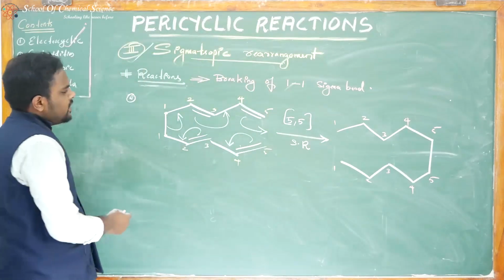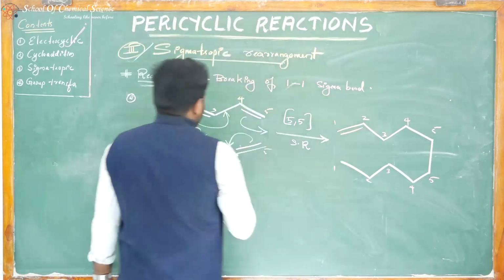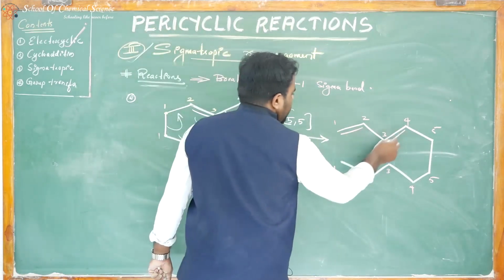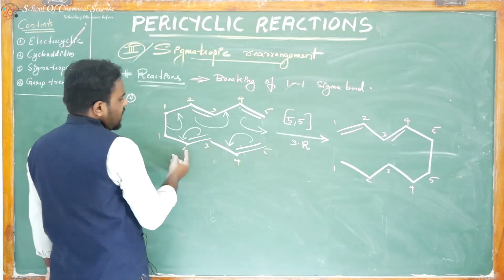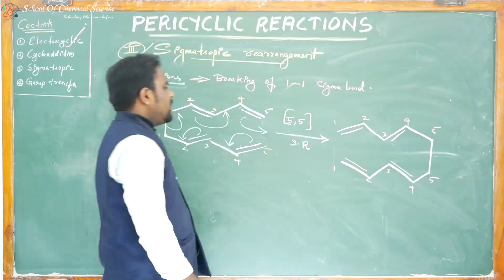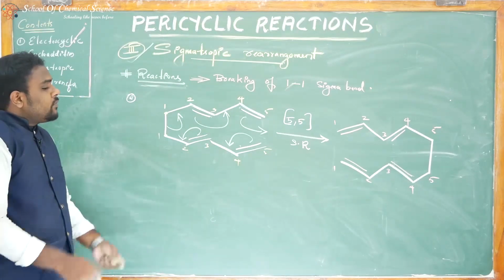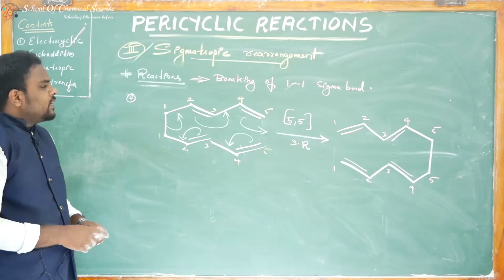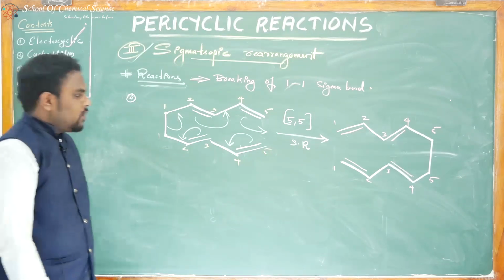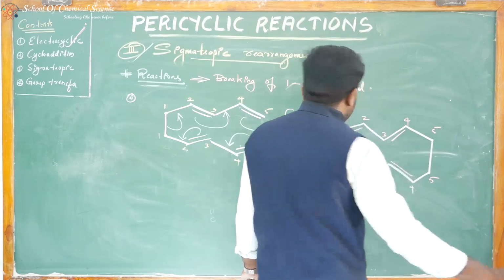5-5 sigmatropic rearrangement. Then between 1 and 2 a pi bond is formed. Between 3 and 4 a pi bond is formed. Between 1 and 2, here also a pi bond. Between 3 and 4, a pi bond. So that will be your new product. So that is an example for a 5-5 sigmatropic rearrangement. Okay. Then next example.